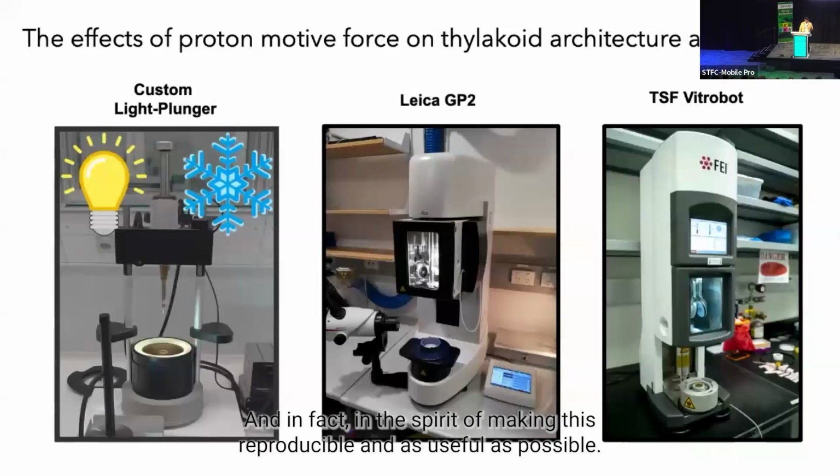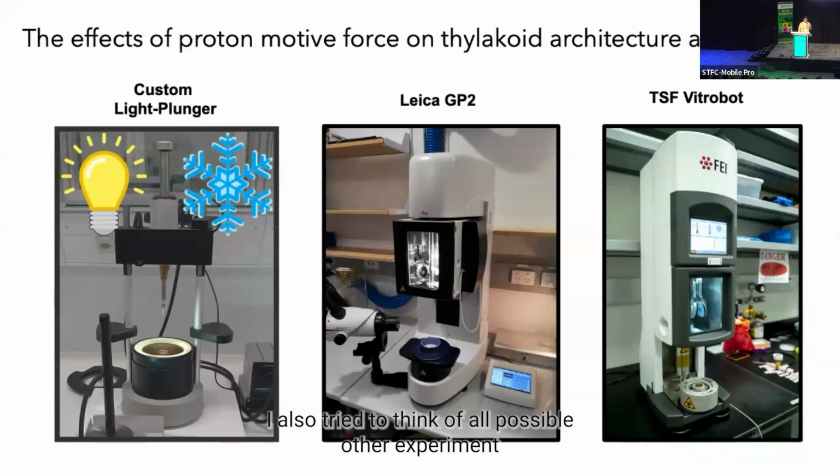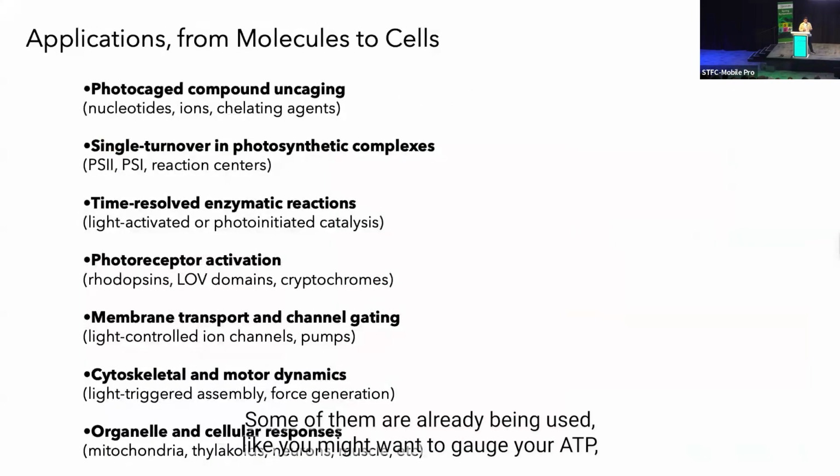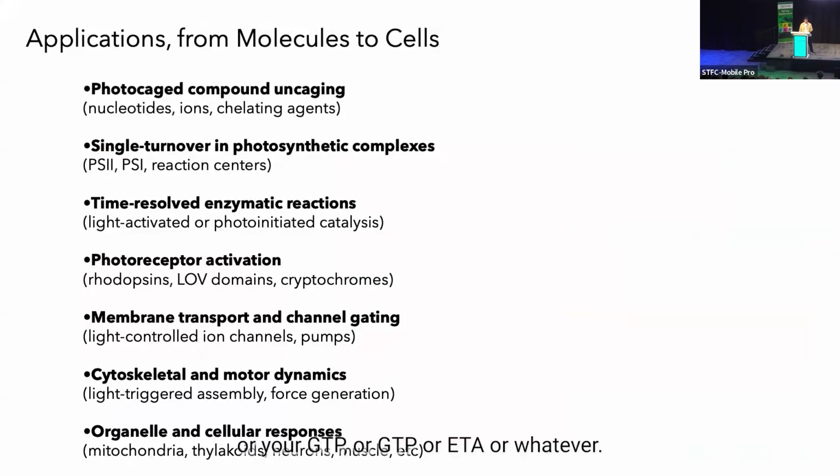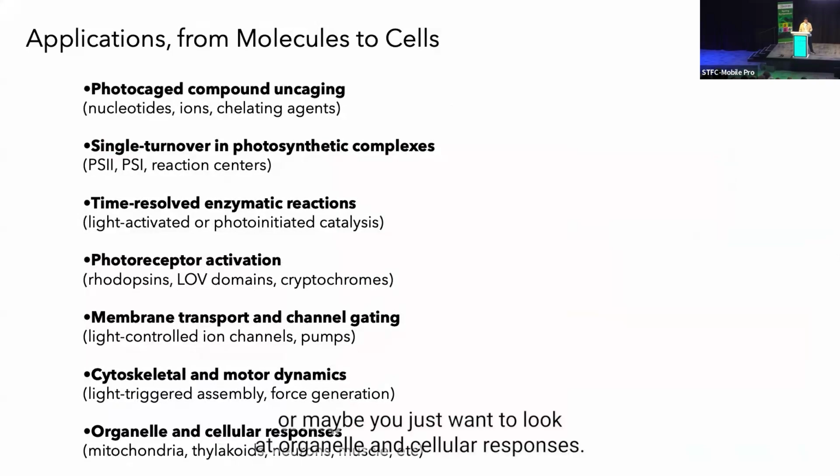And in fact, in the spirit of making this reproducible and as useful as possible, I also try to think of all possible other experiments people would like to carry out with a light plunger. And of course, the list is not short. Some of them are already being used, like you might want to photo uncage your ATP or your GTP or EGTA or whatever. Maybe you want to do some photosynthetic studies on PS1 or PS2. Or maybe you just want to look at organelle and cellular responses. Specifically, you might want to pace muscles, or you might want to trigger neuron, especially going into the cryo-ET as we are doing more and more.